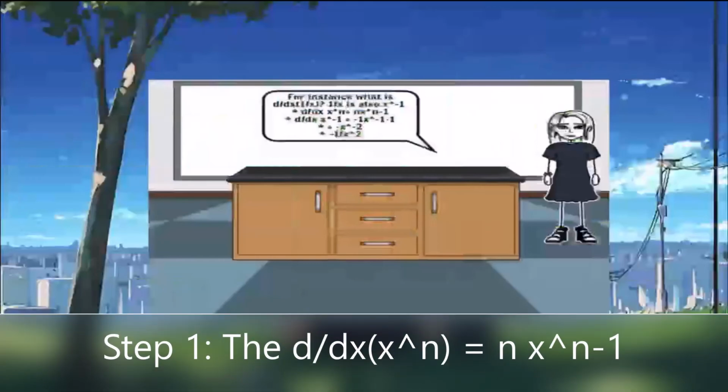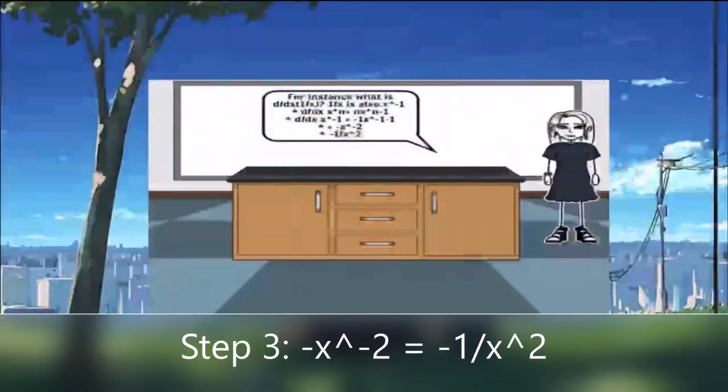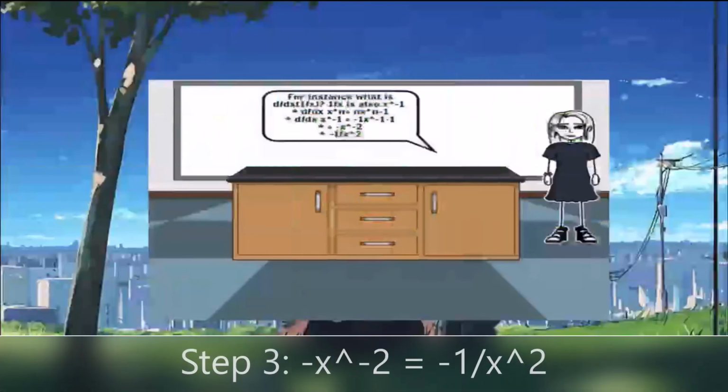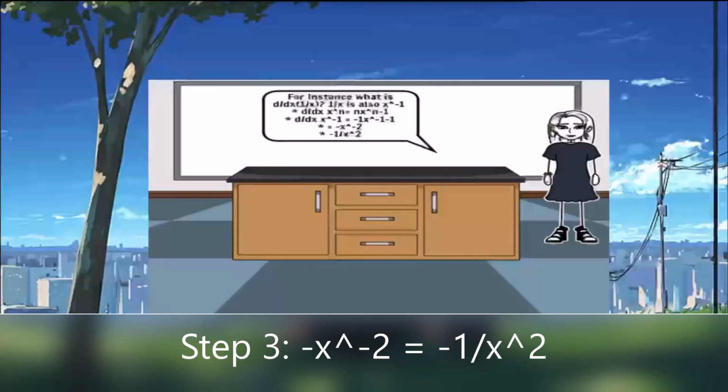Step number 1. The derivative of x to the power n is equal to n x to the power of n minus 1. Step 2. The derivative of x to the power of negative 1 is equal to negative 1 x to the power of negative 1 minus 1. Step number 3. Negative x to the power of negative 2, which is equal to negative 1 over x to the power of 2.